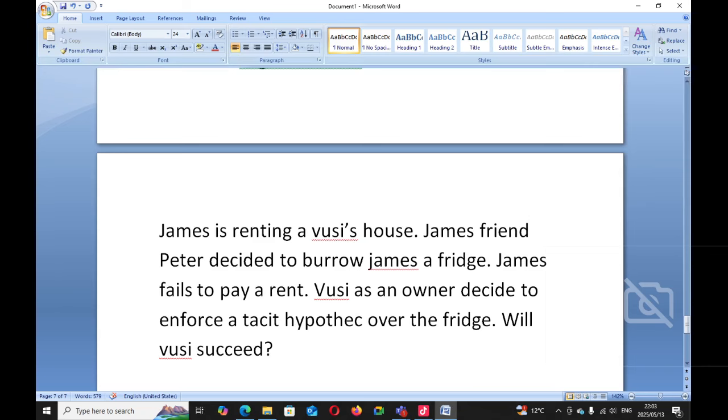Can I try? Yes. Okay, you can go. I think Vusi can succeed. The reason I'm saying that is because it's not stipulated if James had informed James that he is the owner of the fridge. So the reason is that because the fridge is on the premises of Vusi, it belongs to Vusi.